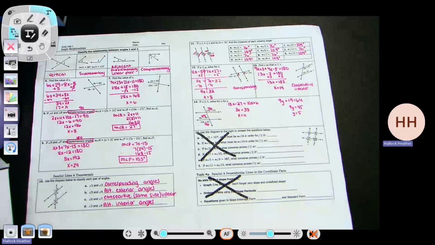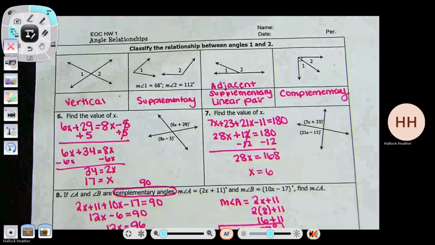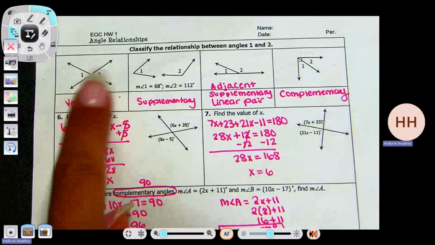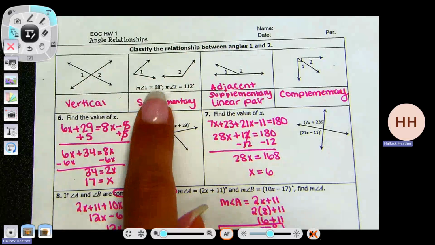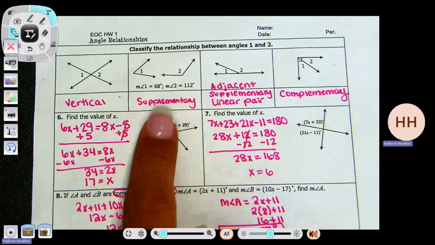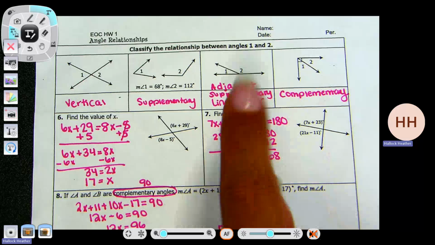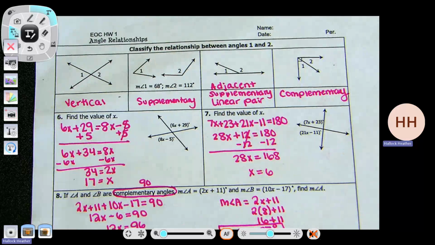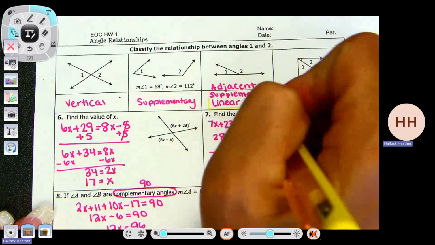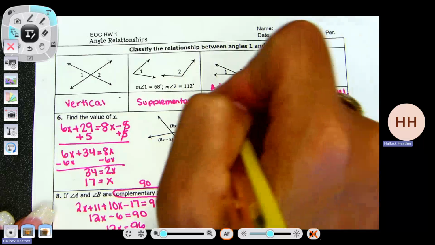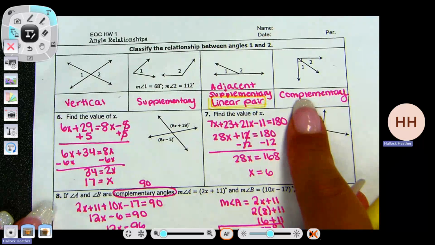I'm not going to go through and make videos for each one of these, going through every single step. So the first couple were just vocabulary. Vertical angles are congruent. They're opposite of each other. If they tell me 68 and 112, those angles are supplementary because they add to make 180. These have 3 things. Mainly, the only correct answer is linear pair. They're a linear pair because they're adjacent and they're supplementary. So they are a linear pair. That's the actual answer. Complementary means they add to make 90.